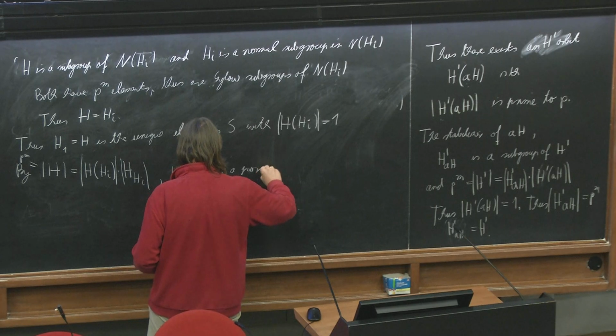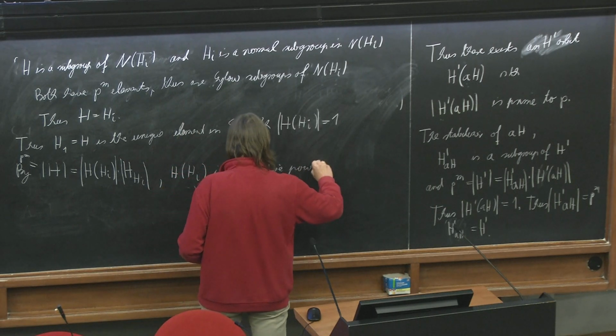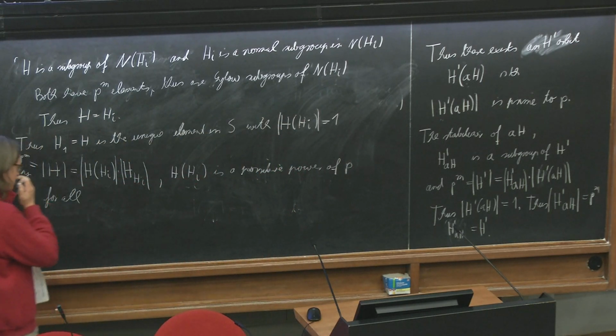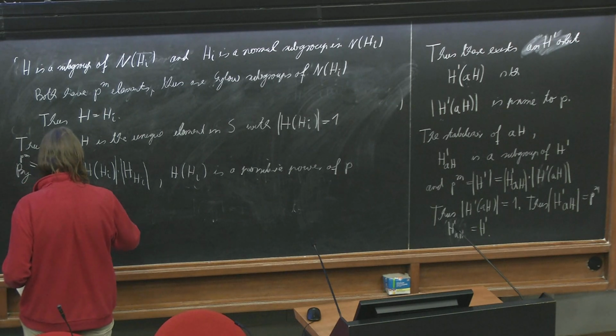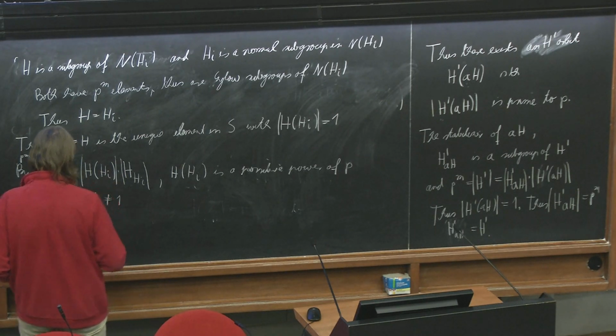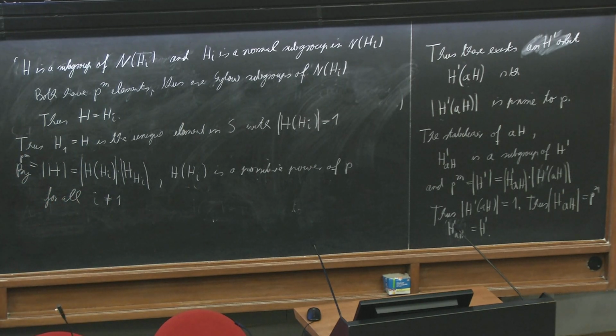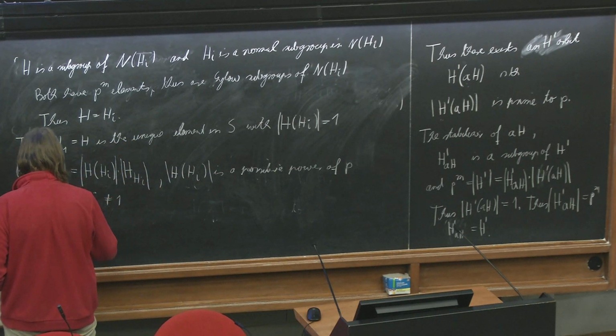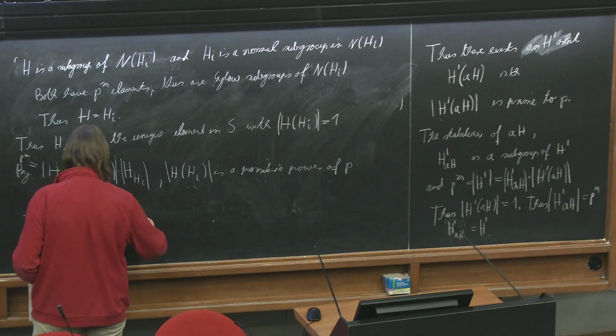A positive power of p for all i different from 1. So when H is different from H_i, H_1. When i is different from H. So thus, we have one orbit which contains one element. All the other orbits have number of elements divisible by p. So it follows that the number of elements in S is congruent to 1 mod p.